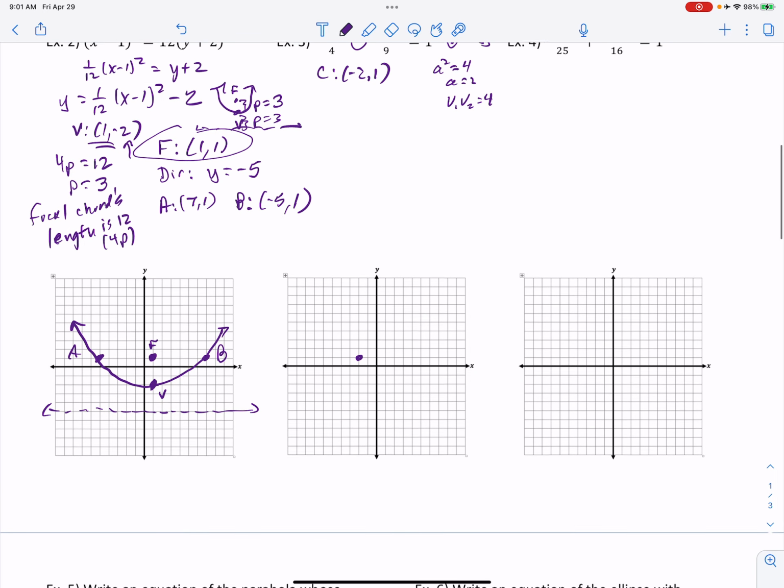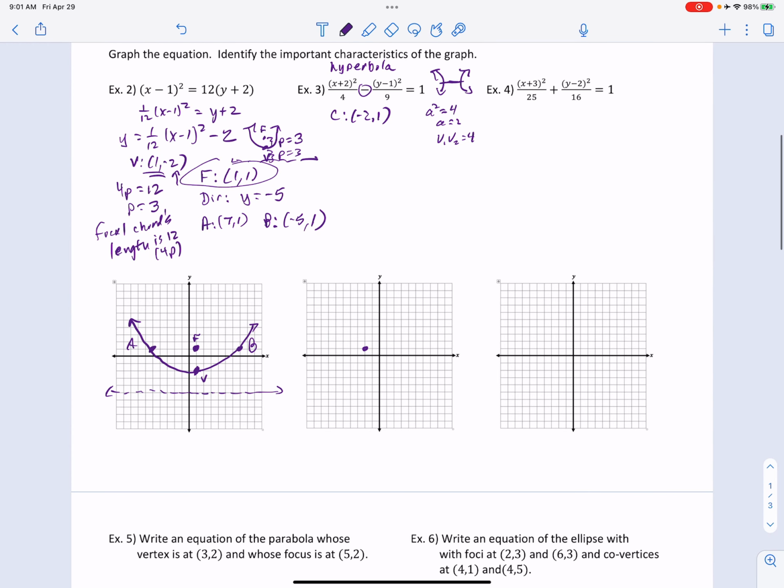And I need to go a units to the right and a units to the left to get to my vertices. So my vertices are at -2 plus or minus 2, 1, but you can't leave them like that. You need to simplify, and you get a 0, 1, and a -4, 1. You go a units to the right and left. A is 2. So here's a vertex, and here is a vertex. Those are the 0, 1, and -4, 1. Those are my vertices of my hyperbola.